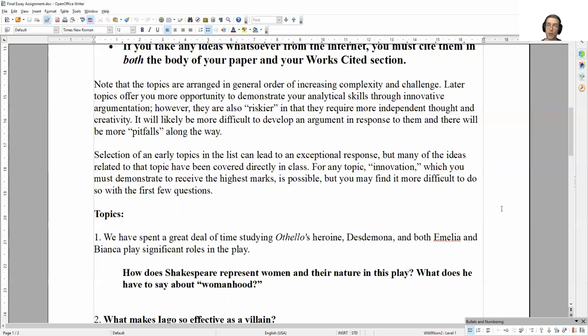Demonstrate that you can grapple with the play and develop a unique argument, and you'll be well on your way to an excellent mark. You can do that with all the topics that I provide.